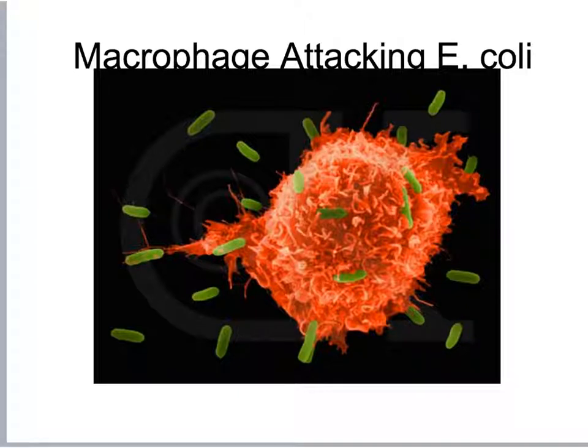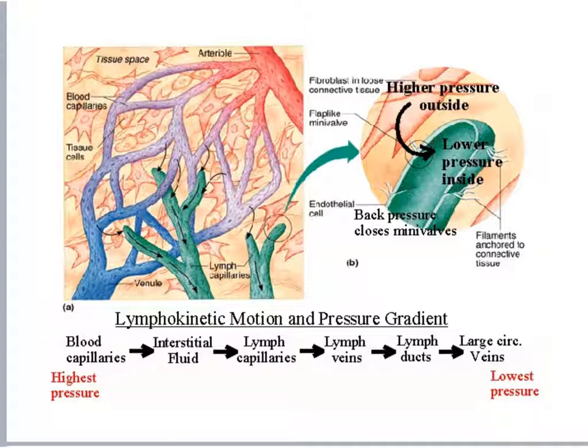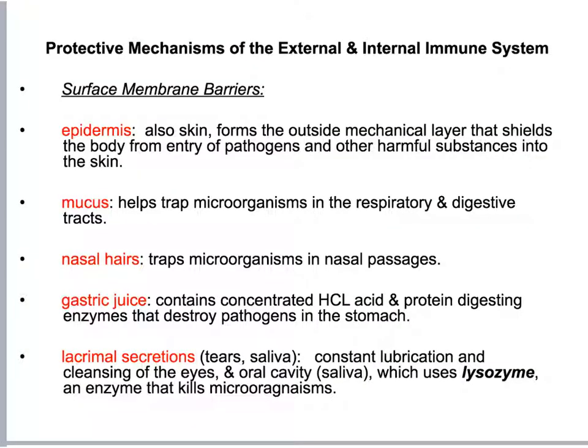coli bacteria. This picture illustrates the lymphatic system, which is parallel to the cardiovascular system, and how it moves from the blood capillaries to the interstitial fluids to the lymph capillaries to the lymph veins to the lymph ducts, and then the large veins. Now we're going to go into the non-specific defense system, or the protective mechanisms of the external system, and then the internal immune system.